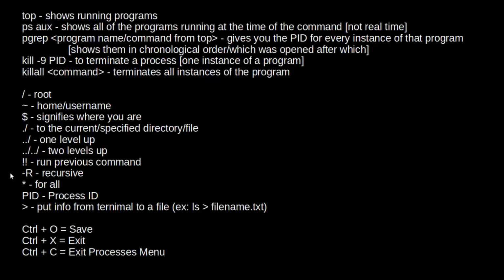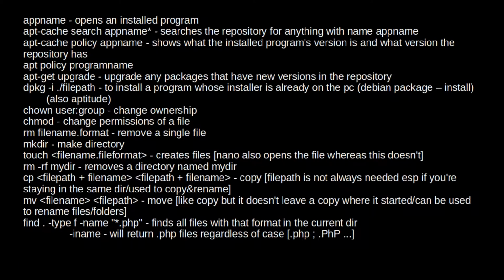Big R means that it's recursive. Asterisk means for all. So for example, back here when we used the find command, we basically said, hey, every file that has this format has to be listed. We don't care about the name, and we can use this in reverse. We specify a name, let's say we don't care about the format, then as I said, we use .*.